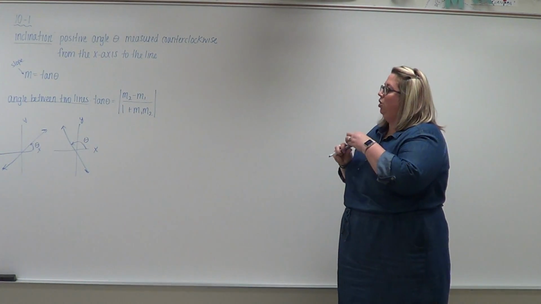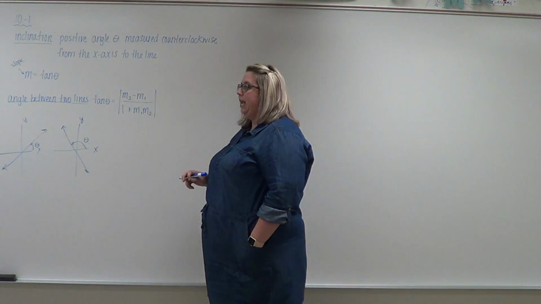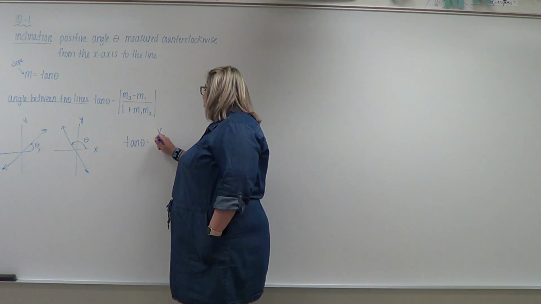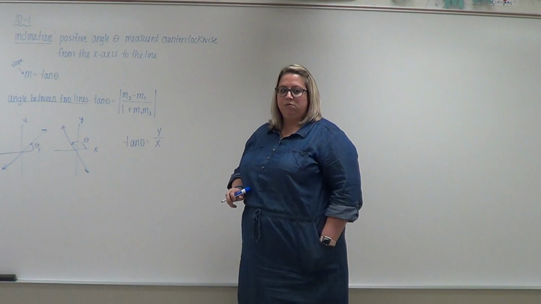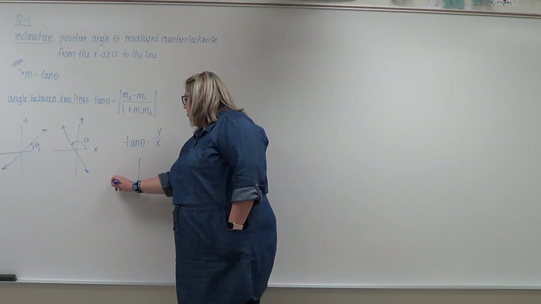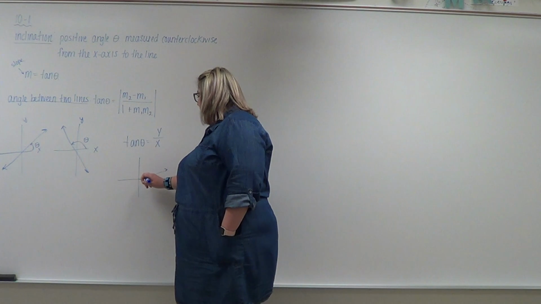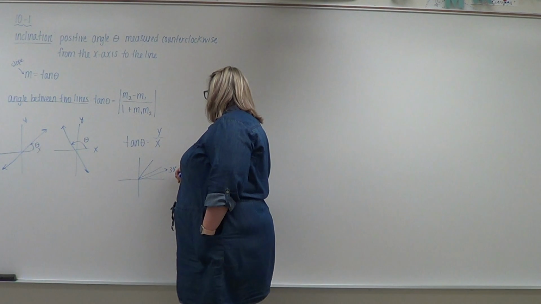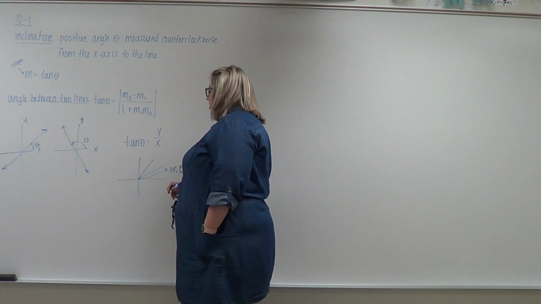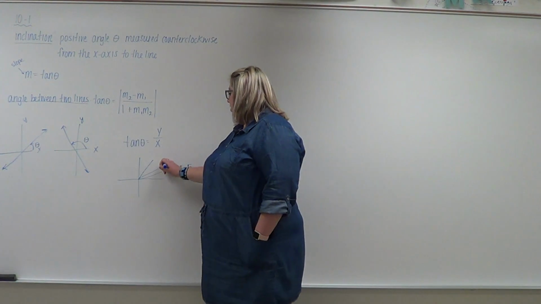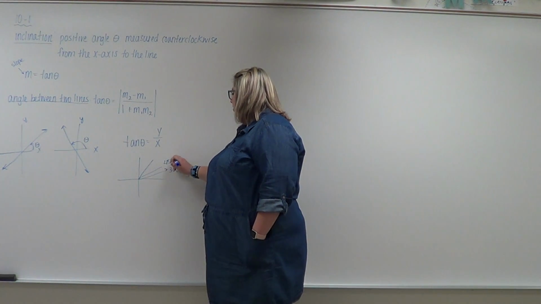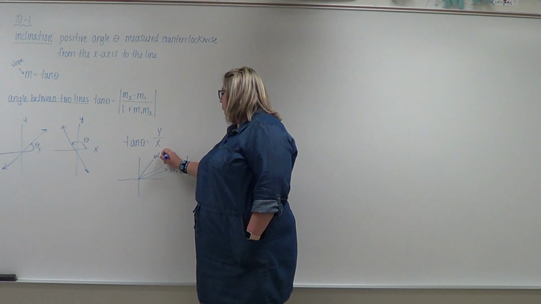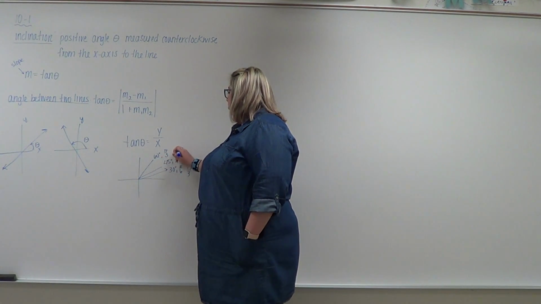When you're dealing with slope and angles, you're going to be dealing with the tangent. If you remember, tangent is equal to y over x. I gave you some shortcuts on the tangents. At 30 degrees, or pi over 6, the tangent was square root of 3 over 3. At 45 degrees, or pi over 4, the tangent was 1. And at 60 degrees, pi over 3, the tangent was square root of 3.